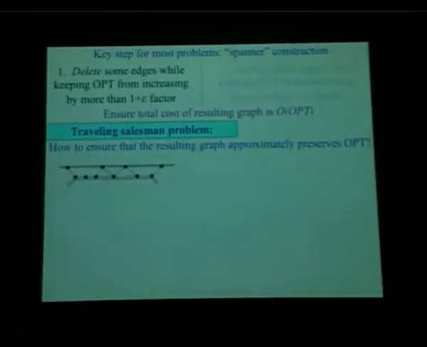So let's say you want to do this in a graph. You have a graph with edge weights. You want to visit all the vertices of the graph, make a tour and come back to the beginning while minimizing the total tour length. So you're allowed to travel through edges more than once. You just have to visit each vertex at least once.